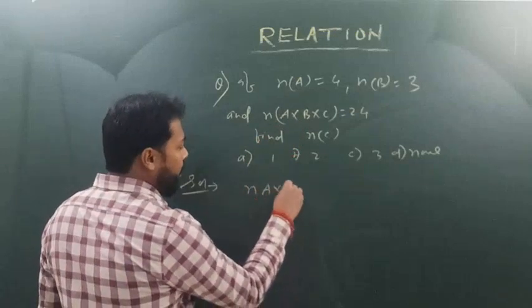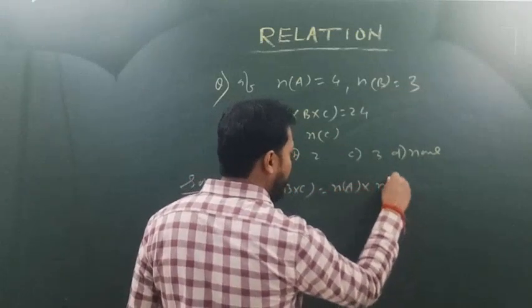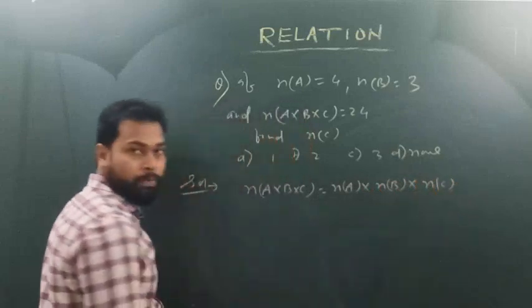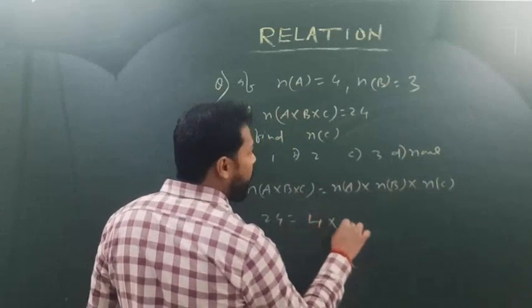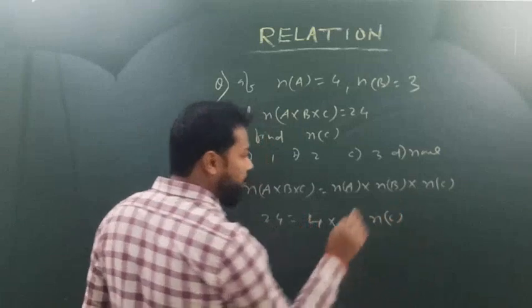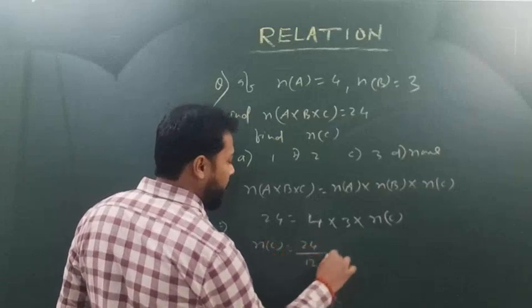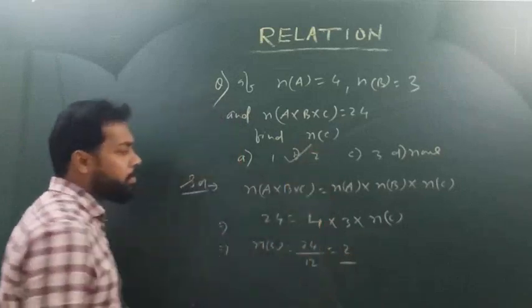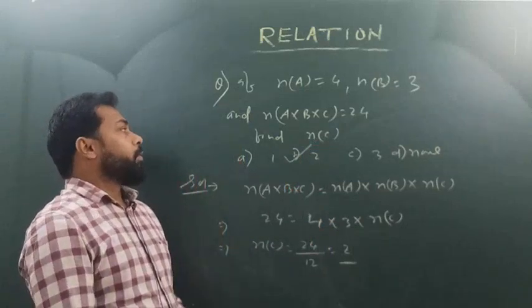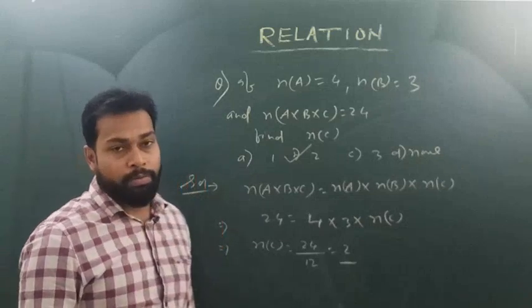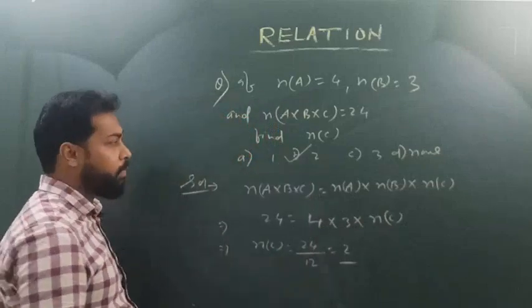So n of A cross B cross C is the same as n of A into n of B into n of C. This is given as 24. n of A is 4, n of B is 3, and this is our required value. So what is the value of n of C? 24 by 12, which is 2. So option B is correct, which is equal to 2. So n of A cross B cross C equals n of A into n of B into n of C. This is a problem of Cartesian product.